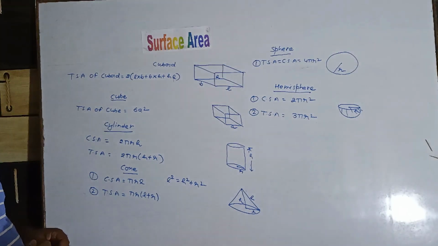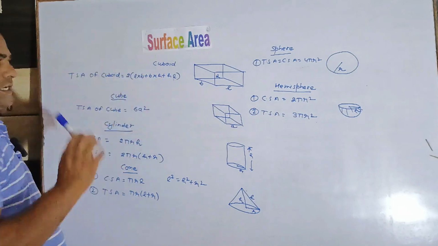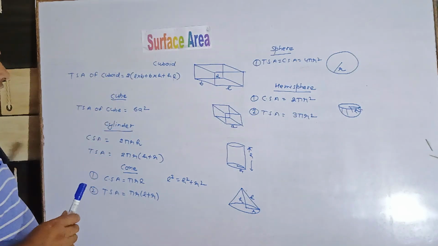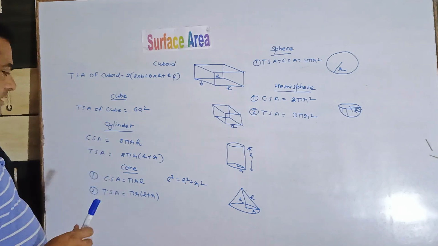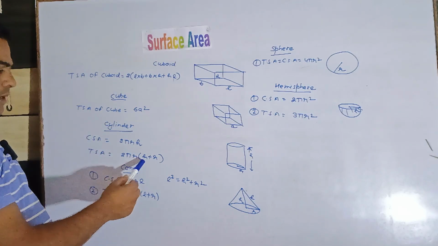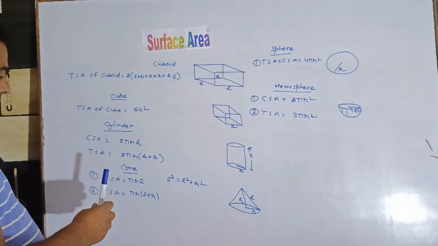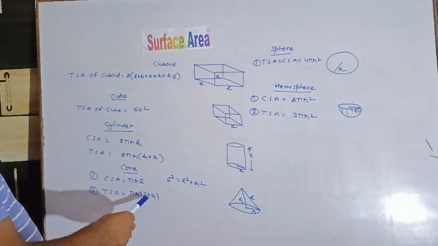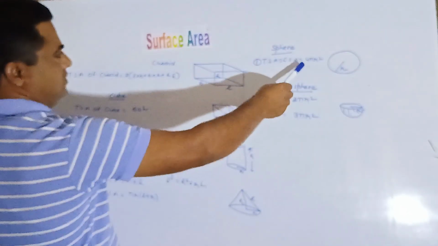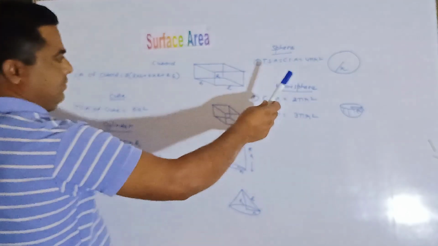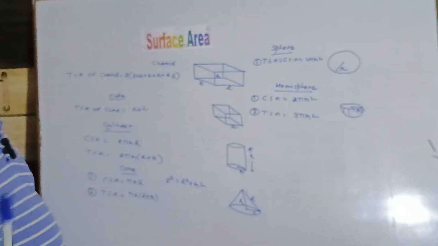Once again we are repeating: total surface area of a cuboid, 2 (lb + bh + hl). Total surface area of a cube, 6a square. Curved surface area of a cylinder, 2 pi r h. Total surface area of a cylinder, 2 pi r in bracket h plus r. Curved surface area of a cone, pi r l. Total surface area of a cone, pi r in bracket l plus r. Then sphere, total surface area and curved surface area are both the same, 4 pi r square, and hemisphere, curved surface area 2 pi r square. Then total surface area will be 3 pi r square.